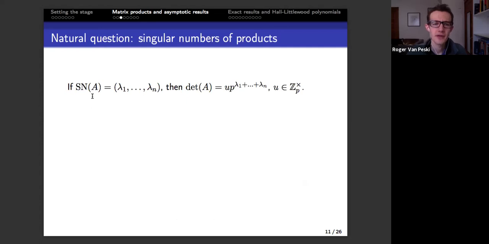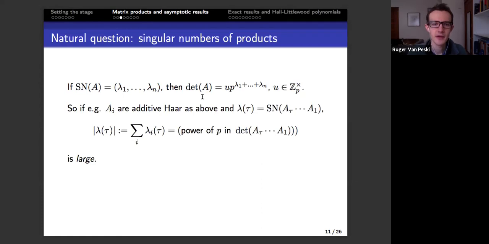And in the p-adic setting, let's suppose that I have some matrix A, which has some singular numbers lambda. This means that the determinant is going to be some unit in Z_p times p to the sum of the singular numbers. So the analog here is that the determinant is the product of the singular values or the eigenvalues.